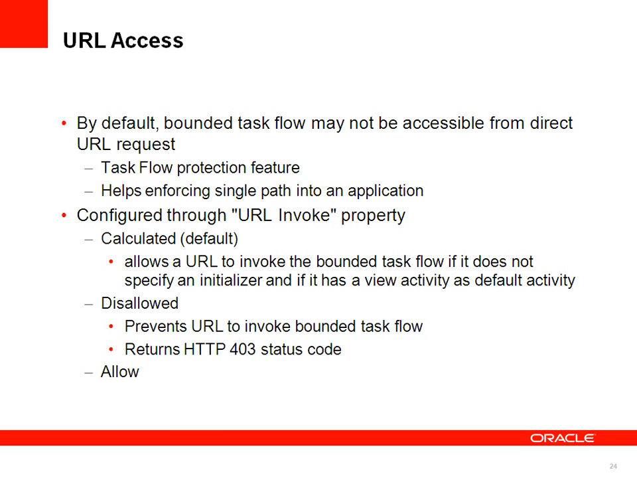If these three are true, then calculated means that you can get access to the bounded task flow from a browser URL. If you disallow a bounded task flow from external access, then any attempt to access the task flow from a GET request will return an HTTP 403 error code. If you set it to allowed, then this bounded task flow can be accessed from any browser for any remote access, no matter what. The ability to invoke a task flow from remote is relevant if you want to have a task flow being called from remote.